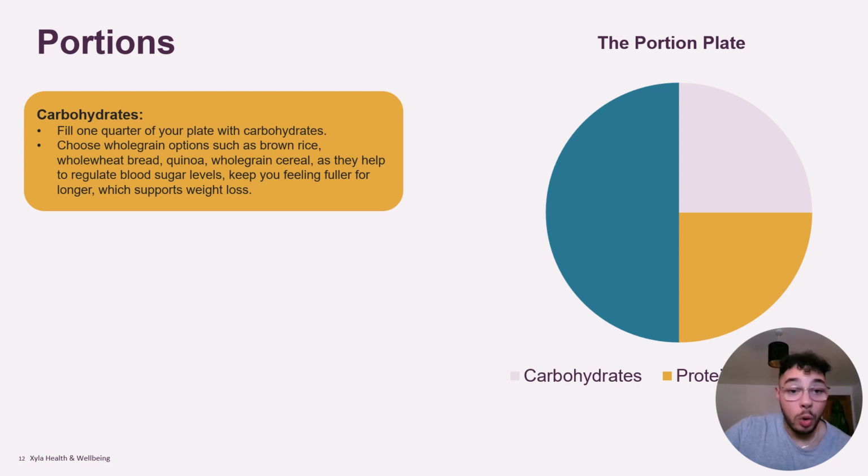Carbohydrates should make up about a quarter of your plate at meal times, but these have a direct impact on your sugar levels, so you have to make sure you're eating the appropriate amounts. It can be helpful to maintain healthier glucose levels. Keeping portions in check is essential to managing your blood sugar levels.